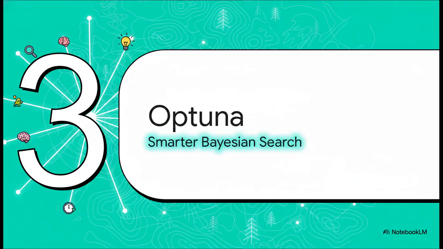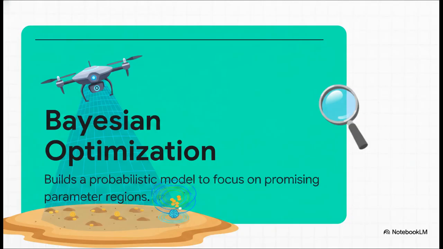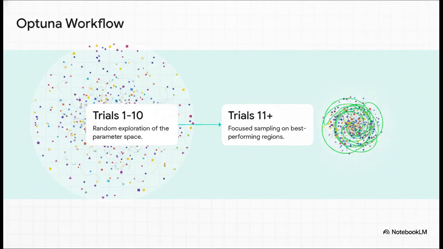All right, Section 3, Optuna, a smarter Bayesian search. So what happens when your parameter space is just massive, and you simply cannot afford the compute power to try every single combination? Think of GridSearchCV as digging up an entire beach, literally inch by inch, just to find a coin. Optuna, on the other hand, is like deploying an AI drone that uses Bayesian Optimization as a treasure map. It builds a probabilistic model to hunt down the best metrics, focusing only on the most promising regions instead of just guessing blindly. Let's say you have a budget of 100 trials.